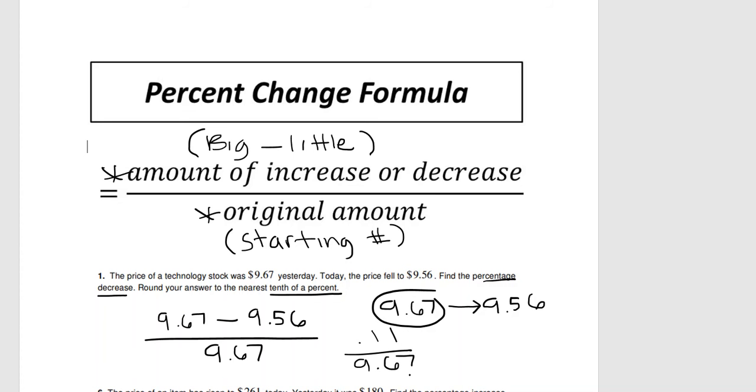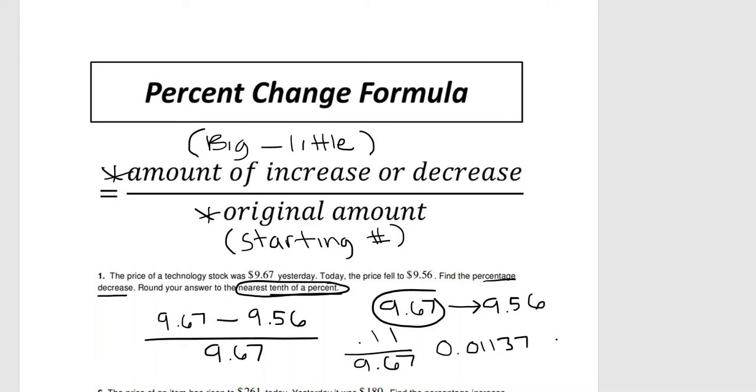Remember, when you're putting this in your calculator, the top number of your fraction always goes in the calculator first, and then you're going to hit the division sign, and then you're going to do 0.11 divided by 9.67, which was the starting amount. Okay, now this is the tricky part. In my calculator, it says 0.01137, and to put your answer in, you need to round it to the nearest tenth of a percent.